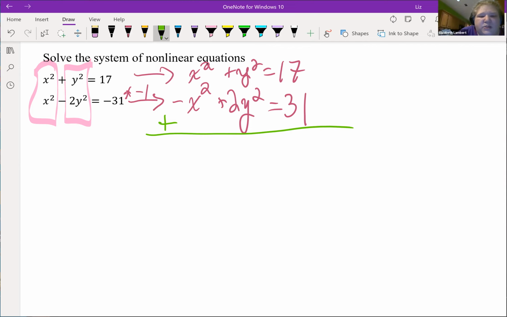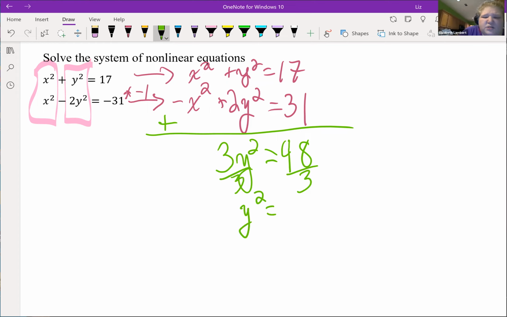All right, so we add x squared minus x squared, cancels. y squared plus 2y squareds. A square y plus 2 more square y's is 3 square y's. Equals 31 plus 17, that is 8 and a 4, so 48. And now this looks like a much more normal equation. Divide that 3 out of the way. y squared equals 16. A number that square roots nicely. What a shock.